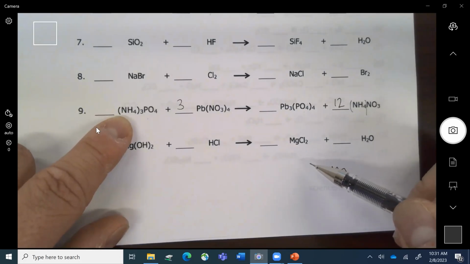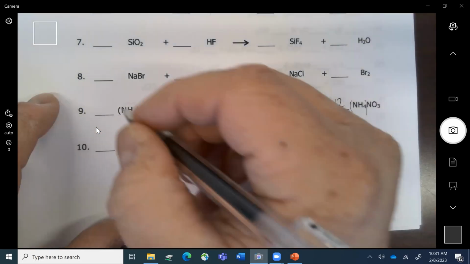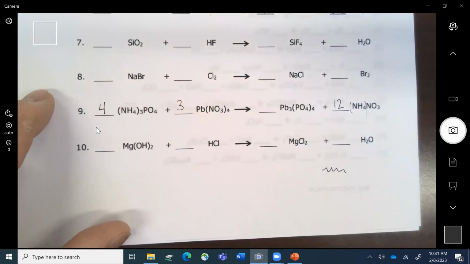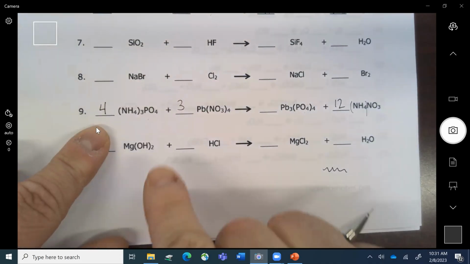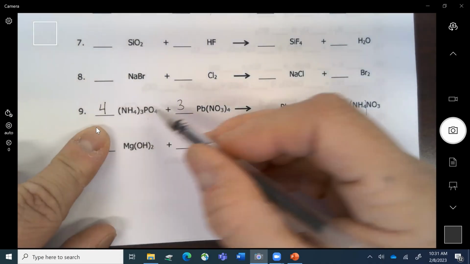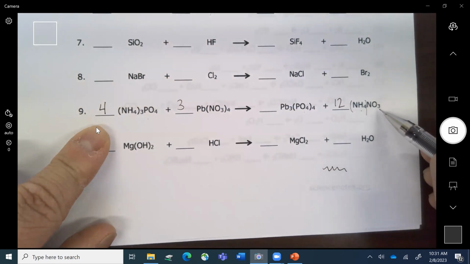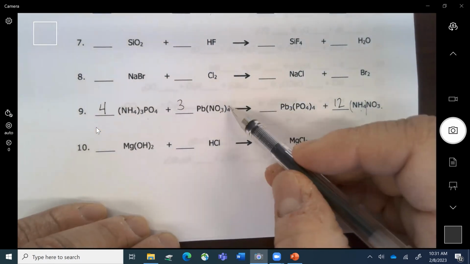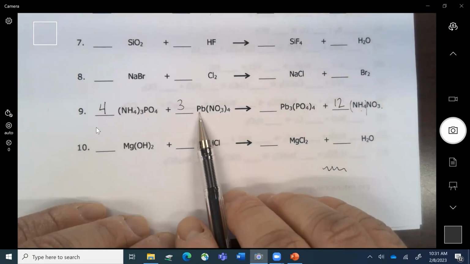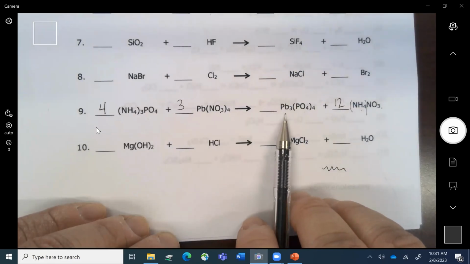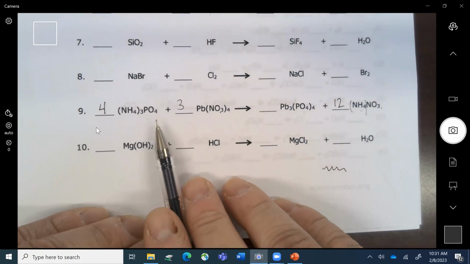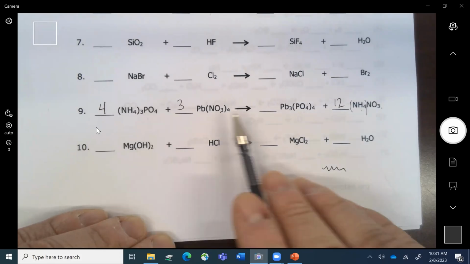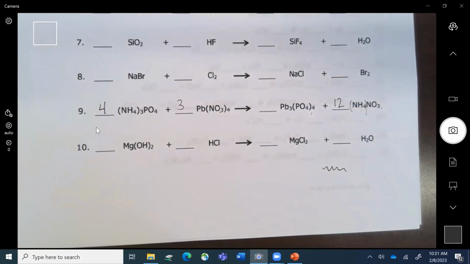Well, I have 3. So how do you get 3 to 12? Multiply by 4. So I have 12 ammoniums, 12 ammoniums. I have 12 nitrate, 12 nitrate with the 3 times 4 here. Now I have 3 lead. And how many lead do I have over here? 3. Okay. I have 4 phosphates, and I have 4 phosphates.